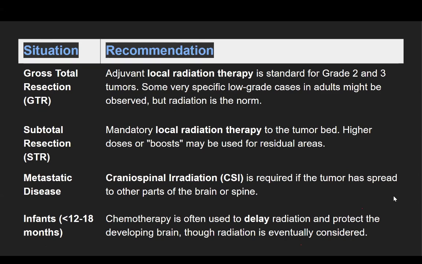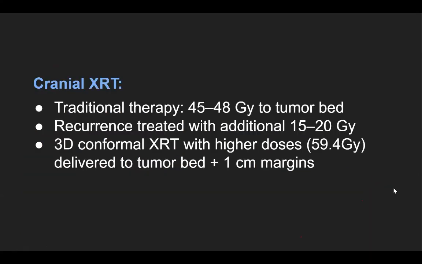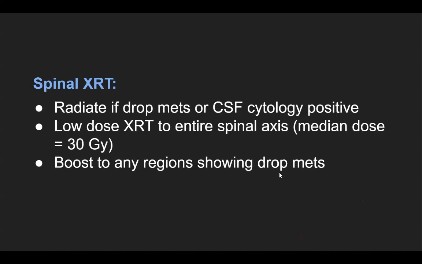Okay. Cranial radiotherapy. Traditional therapy is 45 to 48 grays. If there's recurrence, we can give additional 15 to 20 grays. And there are some setups available here which are offering the 3D radiotherapy. With 3D, the benefit is that you can give higher doses, roughly 59.4 grays, which are delivered to the tumor bed along with 1 centimeter normal margin.